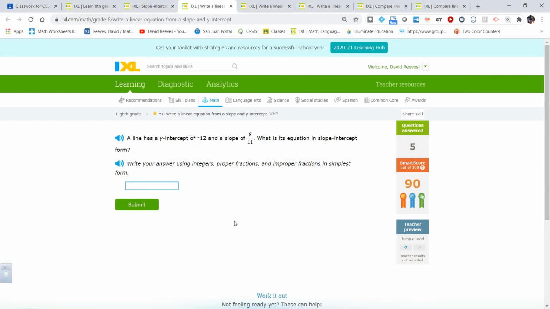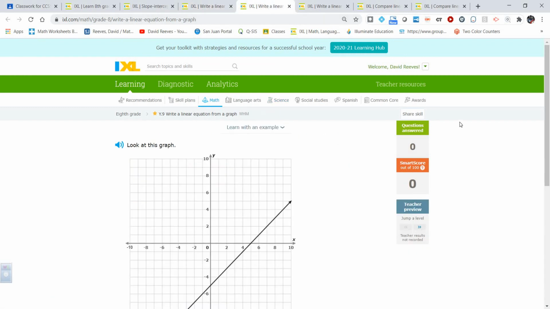What about if we skip to the challenge zone? Y-intercept of -12 and a slope of 8/11. Again, not really any more challenging. There's our slope of 8/11. y equals 8/11 x, and then we're going to put minus 12 because it is a negative intercept. All right, I'm going to skip over to the next skill, the final one for this video.